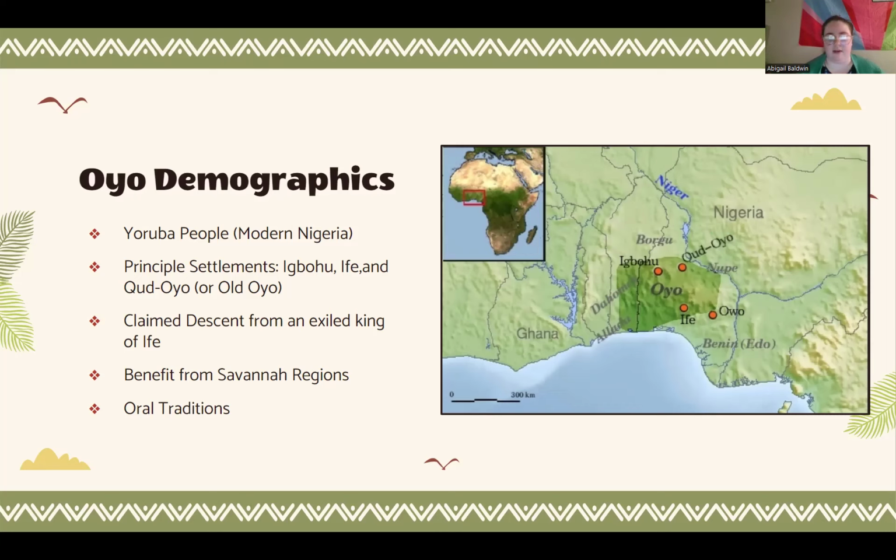We know that they benefited from being near the savanna regions because of their ability to access trade, both with the sea, but then also into the Sahara and trade with the Mediterranean. Oral traditions are a very big part of the Oyo culture, and their art is very tied to their cultural traditions and their religious oral traditions.